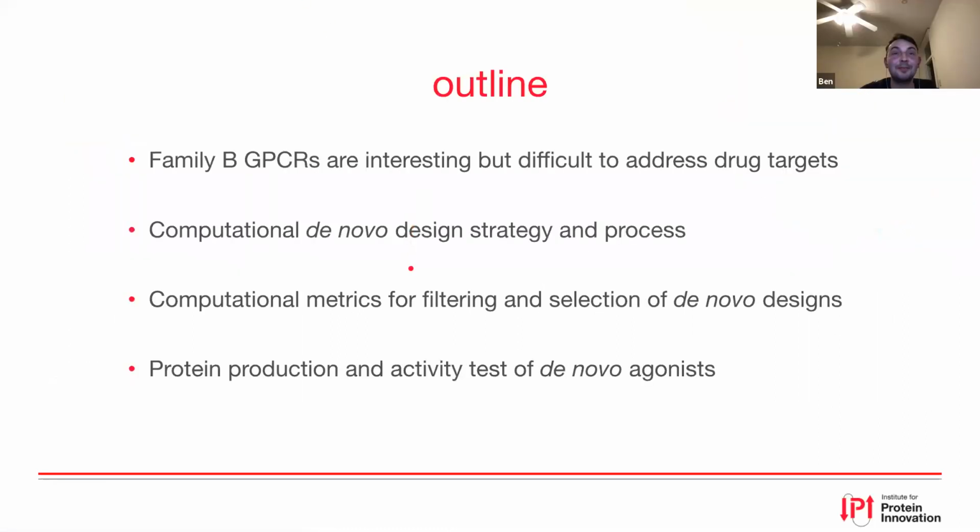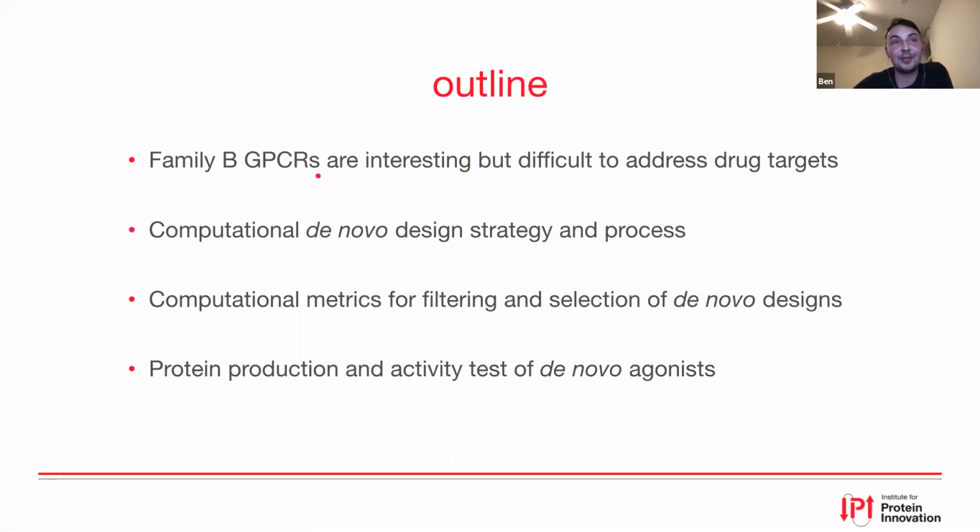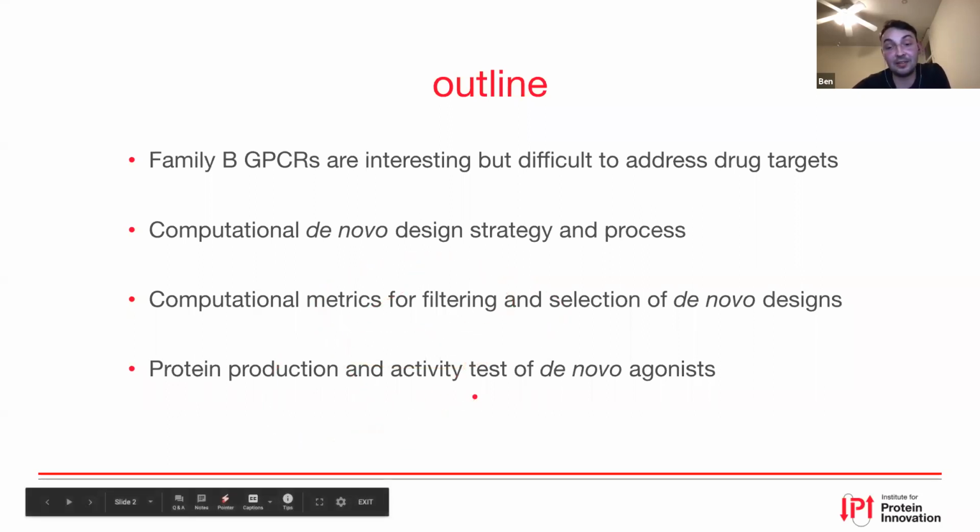Thank you for the kind introduction and welcome everyone. I'm excited to share my project, and I will talk about rational de novo design of agonists and antagonists for family B G protein coupled receptors. As an outline, first I'm going to tell you why we care about family B GPCRs and why they are interesting and difficult to address drug targets. Then I'll walk you through my computational de novo design strategy, how I decided to filter and select some designs, and then how I made and tested them in vitro, or in the test tube, I guess.